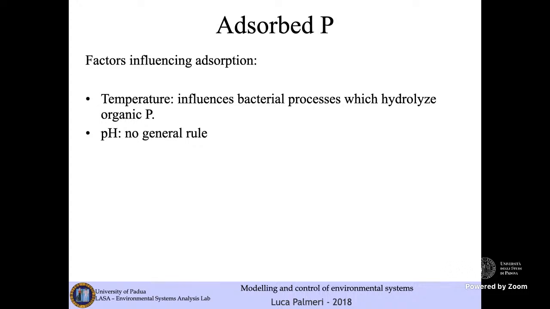What are other factors that influence adsorption? Temperature. We have seen that temperature influences bacterial processes, which are those that have the ability of hydrolyzing organic phosphorus, converting organic phosphorus into orthophosphate, the inorganic forms that are available. For pH, there is no general rule.